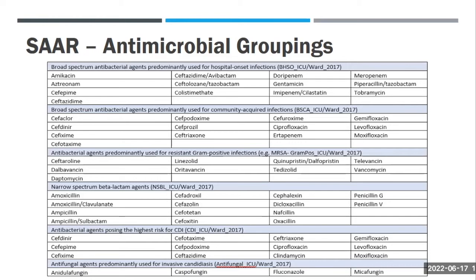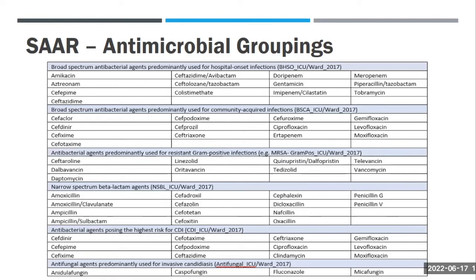So because ertapenem did not have the anti-pseudomonal coverage, it wouldn't be in the first grouping. Additionally, there's also a grouping for gram-positive agents, so basically your anti-MRSA drugs. There's your narrow spectrum beta-lactams, so your amoxicillin, your amoxiclav, your early generation cephalosporins.